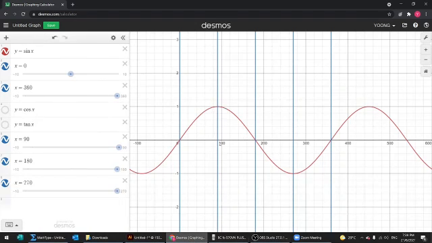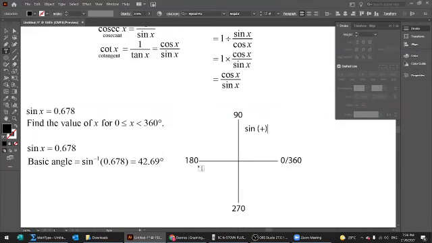Now let's look at the next one. From 90 to 180, what happened to your graph? Your graph is decreasing, but your value is positive, from 1 to 0. So from 90 to 180, your sine is also positive. Then let's look at the next one.